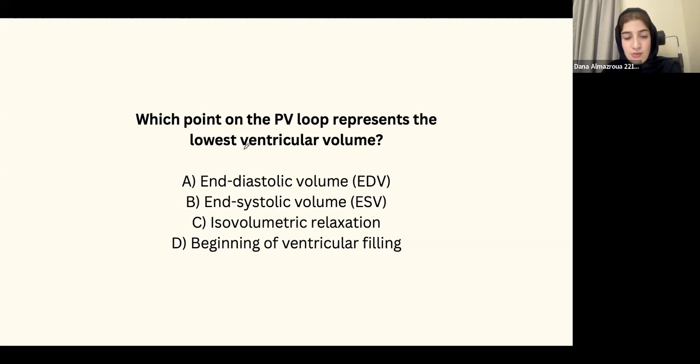Okay, so I received answers in my direct messages. All of them are correct, inshallah. Just give it a little bit of time for whoever wants to think. B, exactly. So the answer is B. The lowest ventricular volume occurs at the end systolic volume, which is the minimum amount of blood remaining after full systole.